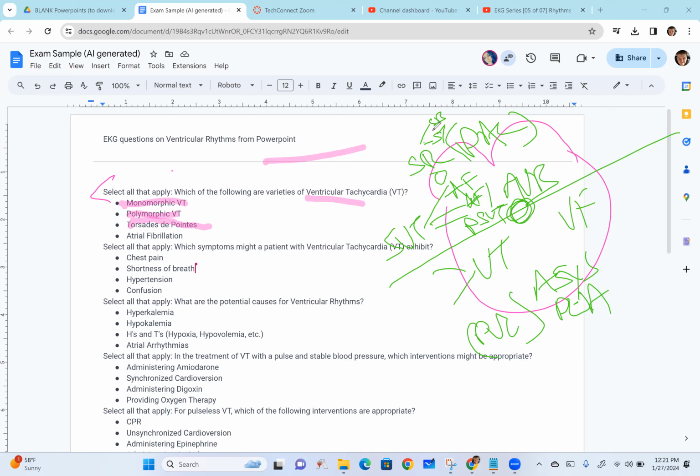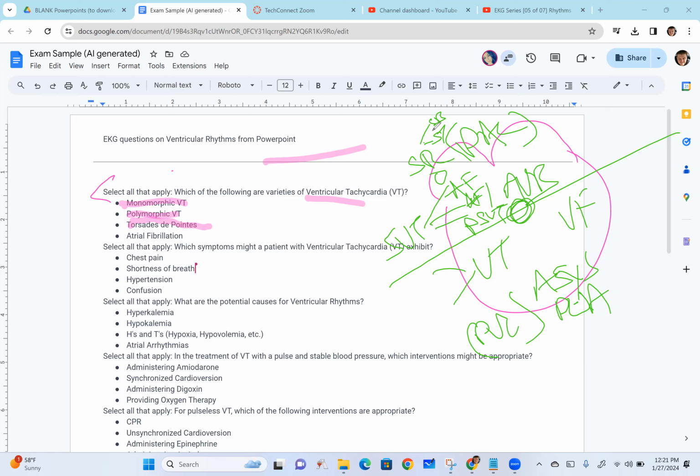Select or apply. Which might a patient with a VTAC exhibit? What symptoms? All right, so we got chest pain. Why, I went away from highlighter. All right, that's actually me. Hold on, there we go. All right, so that's chest pain, right? And they got shortness of breath, hypertension, no, and then confusion, right?